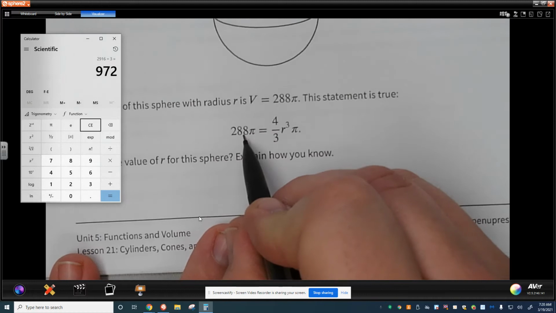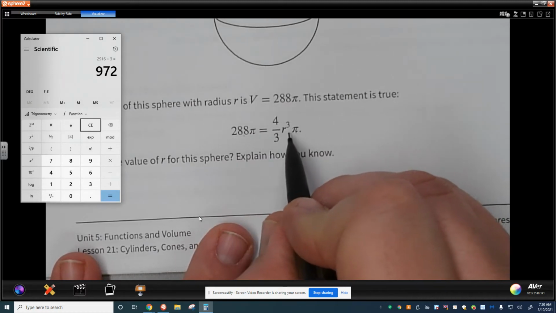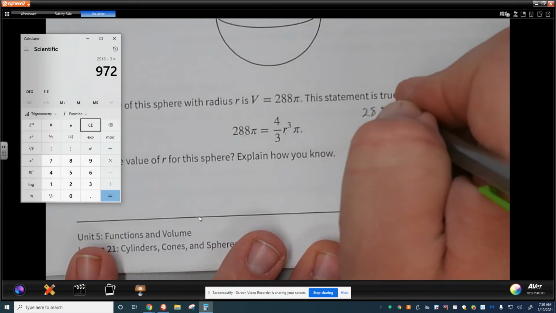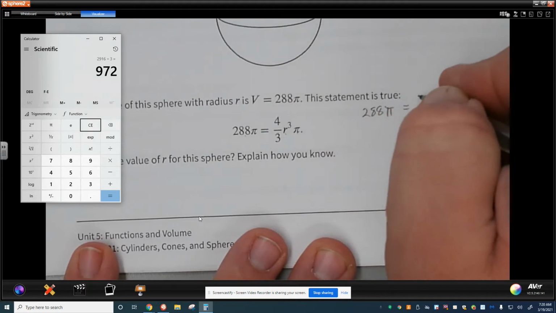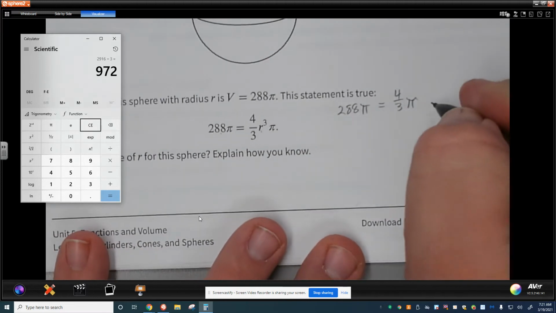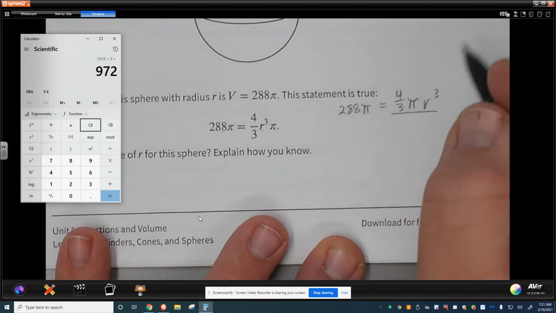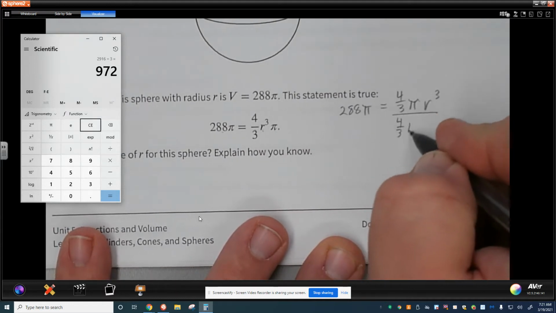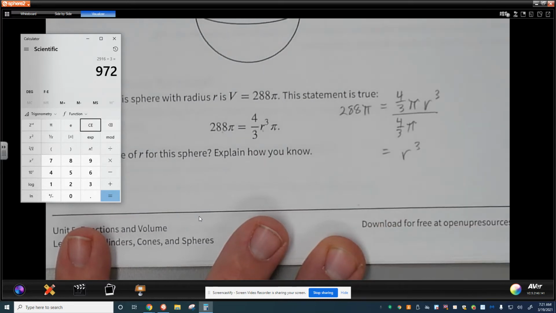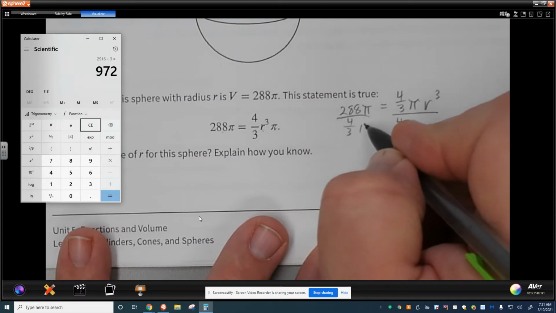Understanding that we have the total volume, we have the ratio 4/3, we have pi, the only unknown value is the radius, so we can solve for r. 288 times pi is equal to 4/3, and you'll notice I'm going to switch my orders around, commutative property here, because I want to get r by itself. It just looks a little cleaner to me. Divide the right side by 4/3 times pi, leaving us with just r to the third power.